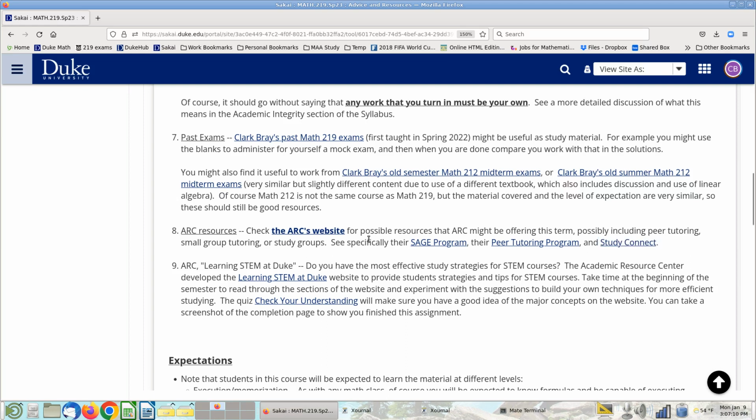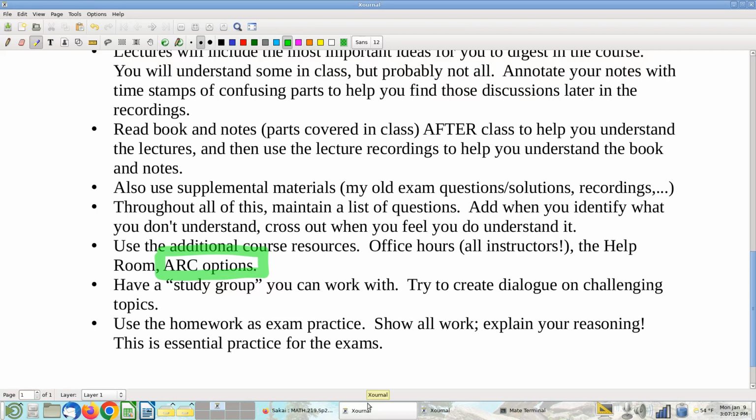I'm a big believer in group work. In fact, I think that's the next item on my list: have a study group to work with. It's a great way to learn. I learned a tremendous amount of material myself from study groups when I was an undergraduate long ago. And it's really good stuff.